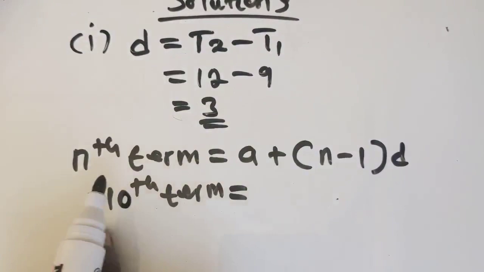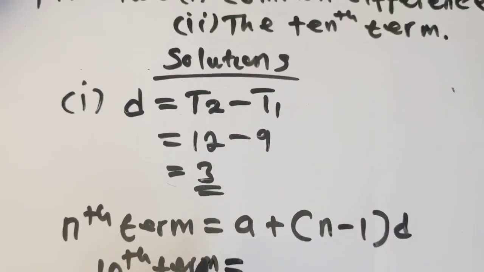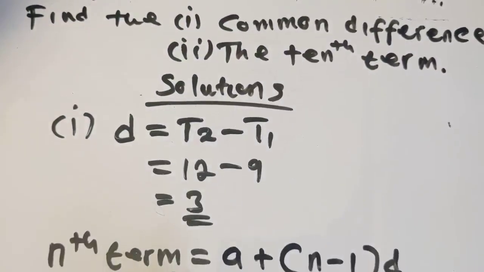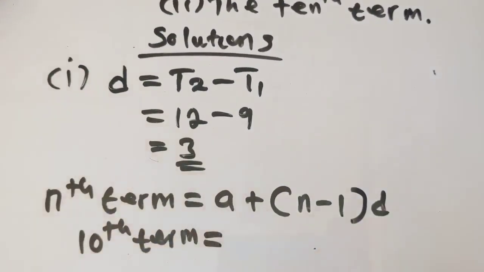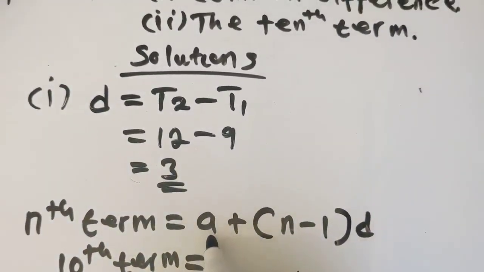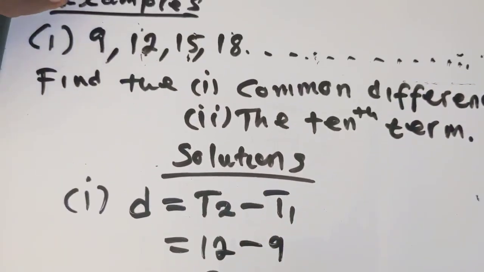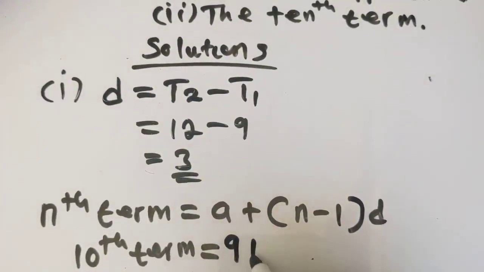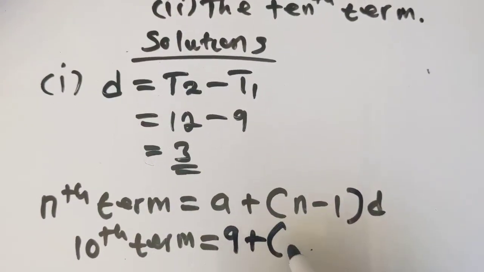What you're looking for is the 10th term in the question. They're asking you to find the 10th term, so you write 10th term. And you know that A is the first term, n is the number of terms, and D is the common difference. The first term is 9, so you put 9 plus, open bracket, n.